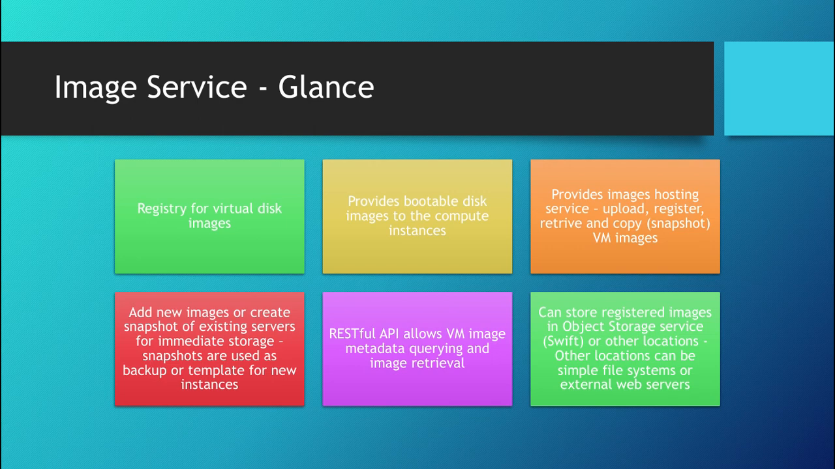Glance also allows you to use a RESTful API for querying your VM image metadata and VM image retrieval. It can store registered images in the object storage service Swift or in other locations also. Here, other locations can be your simple file system or some external web server.